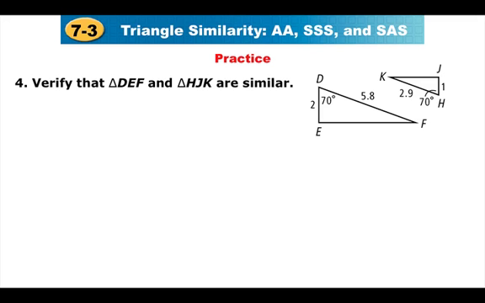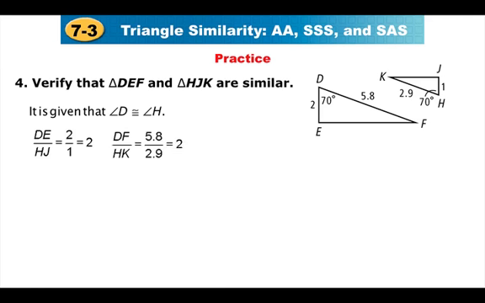Number 4, verify that triangle DEF and triangle HJK are similar. So here we go, and it's given that those are 70 degrees, so that's why they are congruent. Now we go with those two corresponding sides, and notice that the ratio simplifies to 2. Those are two corresponding sides, and it is also equal to 2. Therefore, we can say that these two triangles are similar by side, angle, side similarity. Next slide.